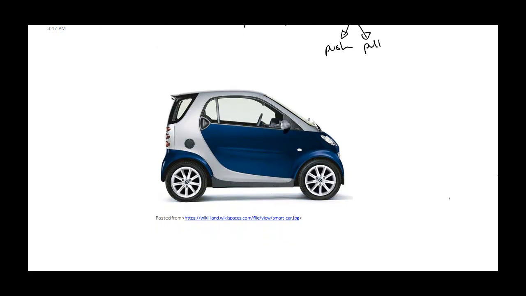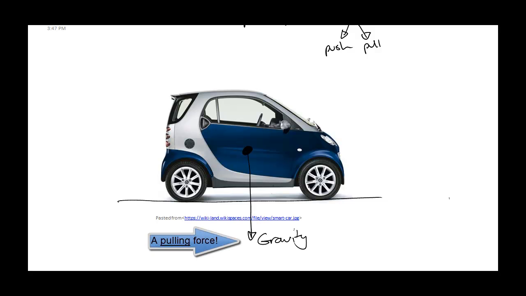If we have a look at this picture of a car, which could be sitting on a road, we probably already know that straight away there's a major force acting on it. That force is pulling the car down, and that force is called gravity. Now if gravity was the only force there, the car would actually start moving downwards, it would start falling. When it's on the road it's not doing that, and the reason is there's another force acting on it.